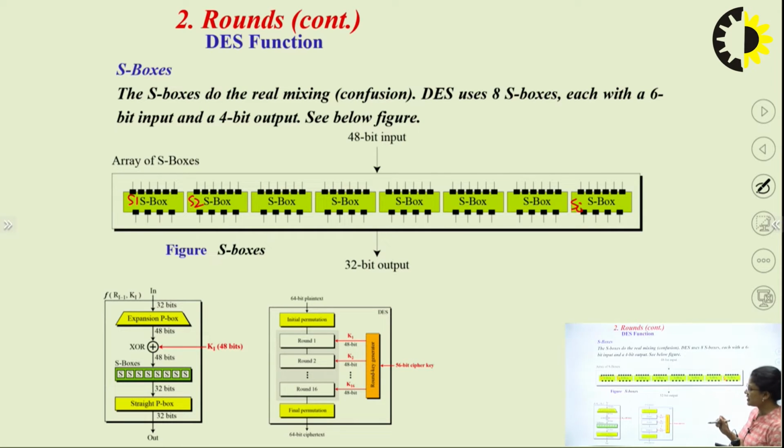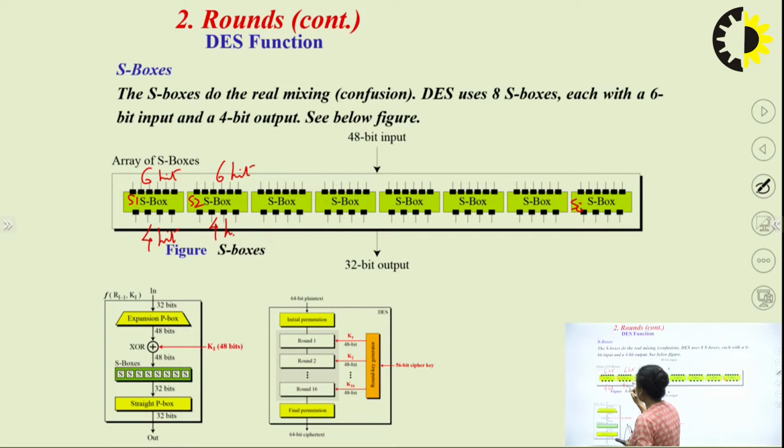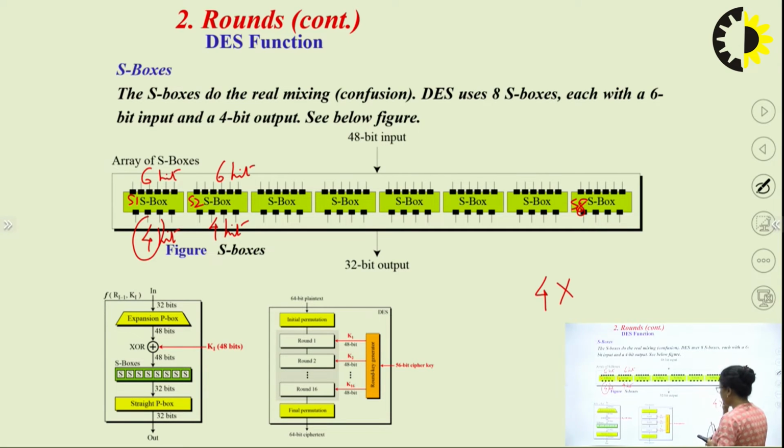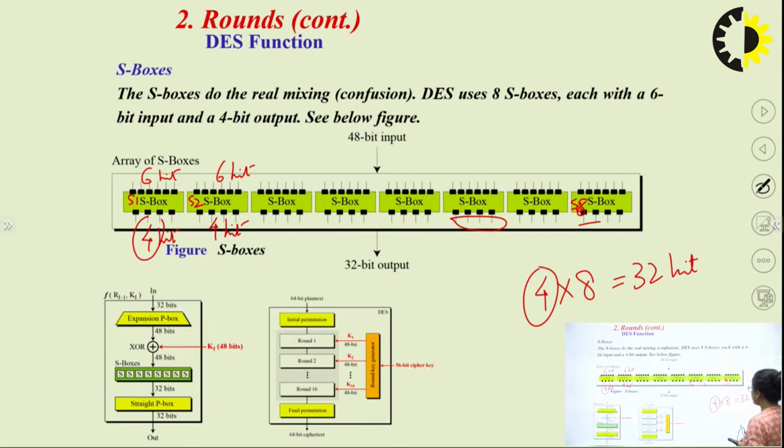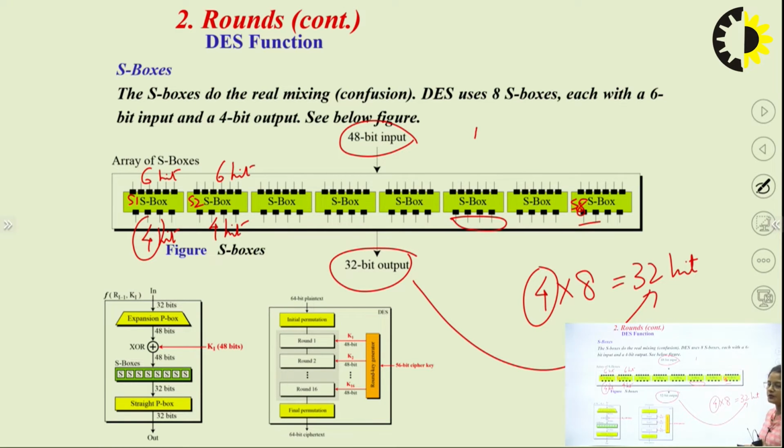Now what does this S-box do? It substitutes 6-bit data by a corresponding 4-bit data. Each S-box takes a 6-bit input and substitutes it by a corresponding 4-bit data. How many such S-boxes are we having? 8 such S-boxes. Each S-box is giving a 4-bit output, so ultimately 4 into 8, we are getting a 32-bit pattern. So we give a 48-bit input, and ultimately we get a 32-bit output. This is how it works.